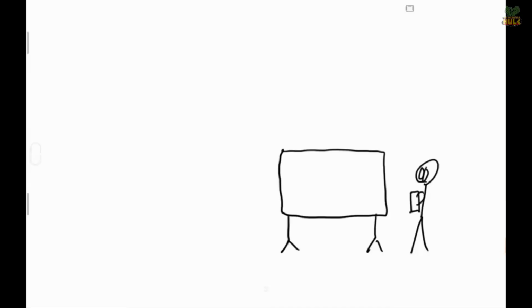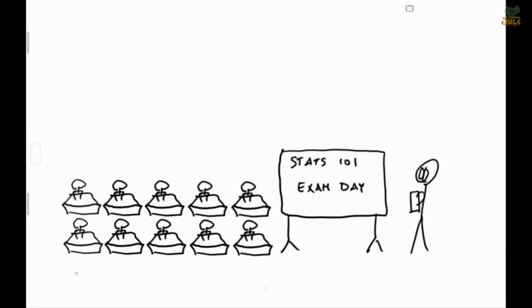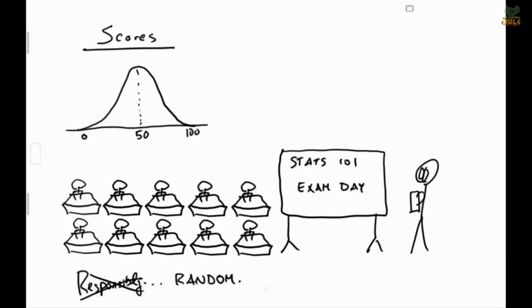Say you have a lecture hall worth of students taking a multiple choice exam, and instead of studying over the past few weeks, they all decide to answer every question randomly. If everyone played along, the scores would look like this. Most would score right around 50, while some, by pure chance, would score very high, or very low.